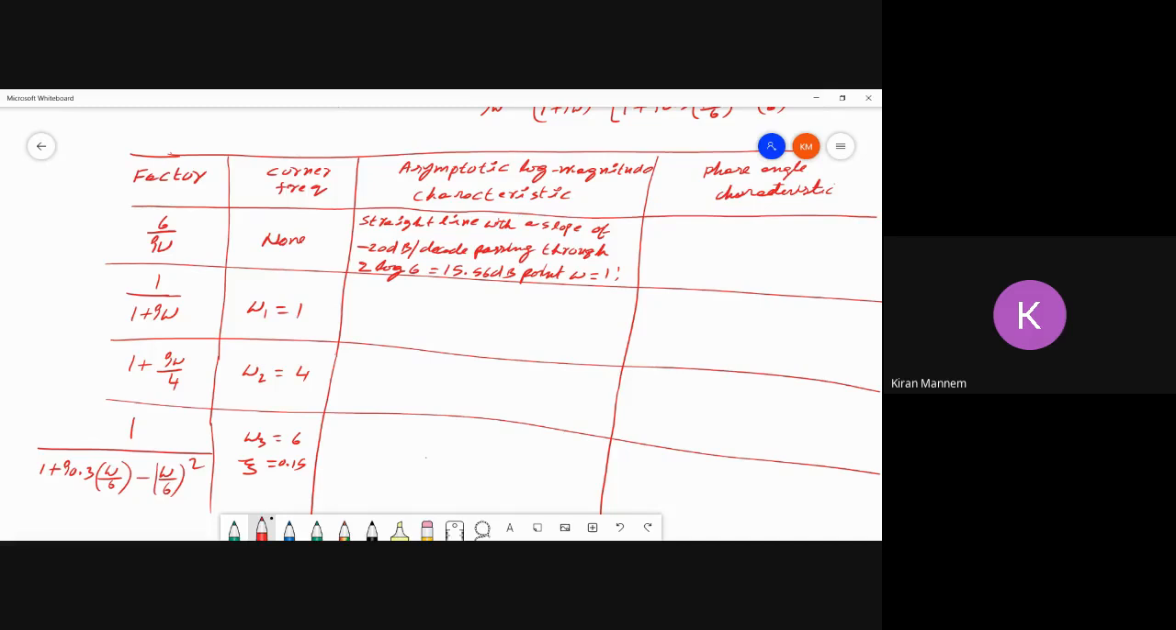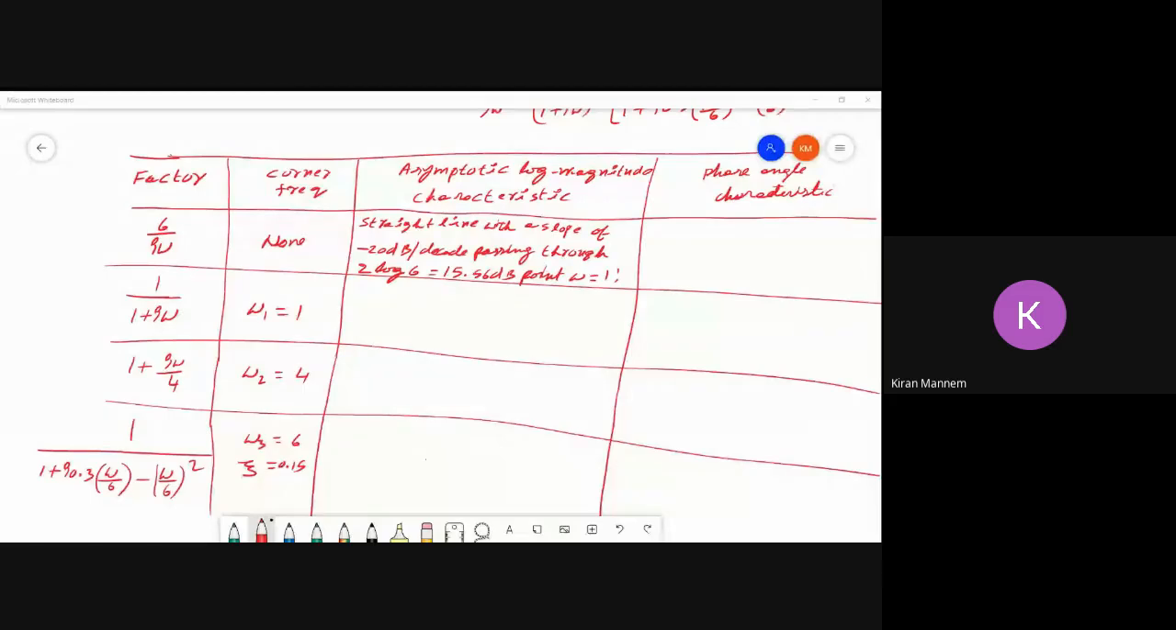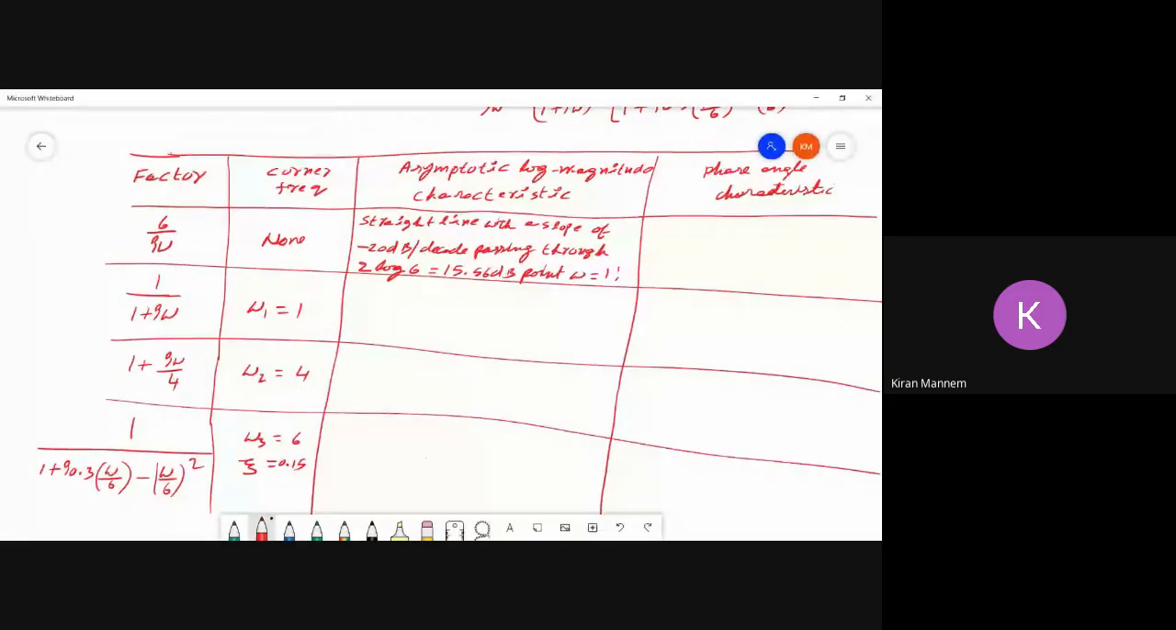I wrote one statement. It's a straight line with a slope of minus 20 dB per decade, passing through 20 log k, where k equal to 6 here. So if you find the value 20 log 6, it is 15.56 dB at omega equal to 1. Right. So let us continue this. So what's the phase angle? It's a constant at minus 90 degrees.